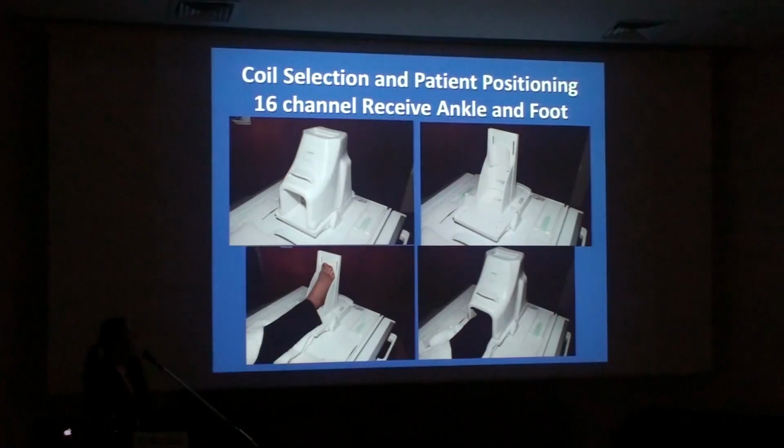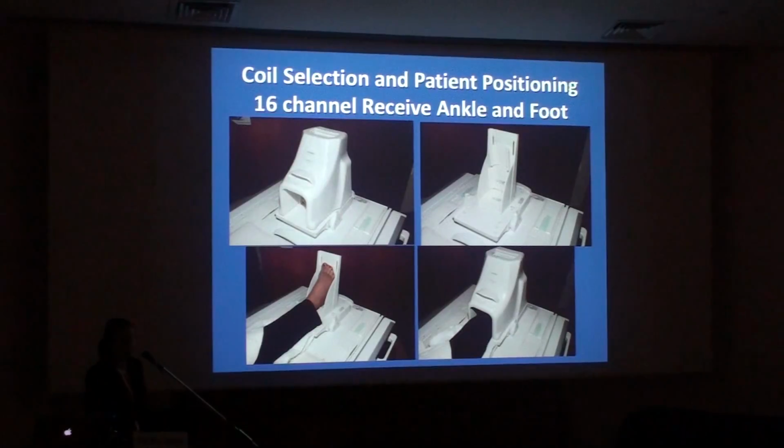And this is the ankle and foot coil which we use at our institution, and this is my foot in the coil.